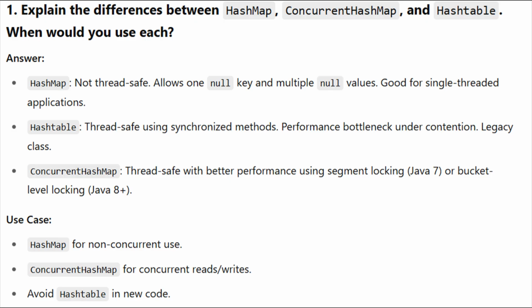ConcurrentHashMap: thread-safe with better performance using segment locking in Java 7, or bucket-level locking in Java 8+. Use case: HashMap for non-concurrent use, ConcurrentHashMap for concurrent reads/writes. Avoid Hashtable in new code.